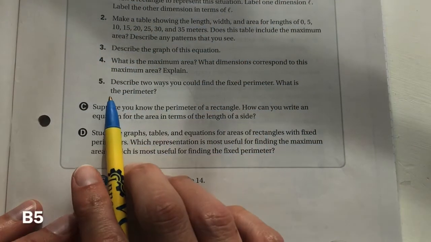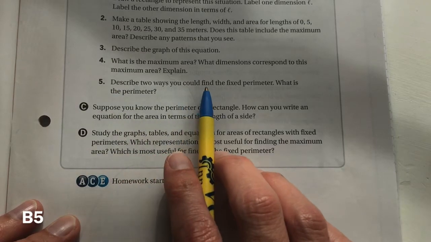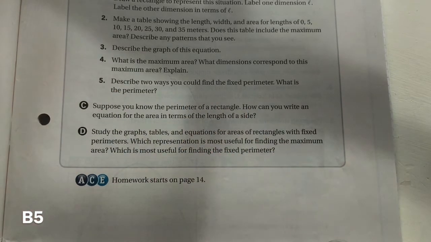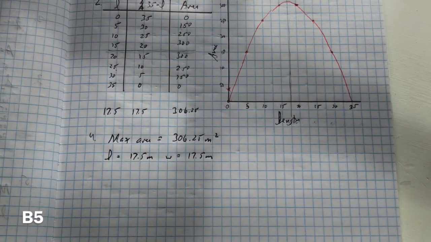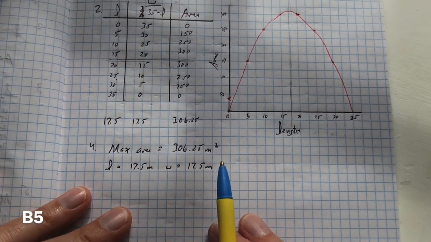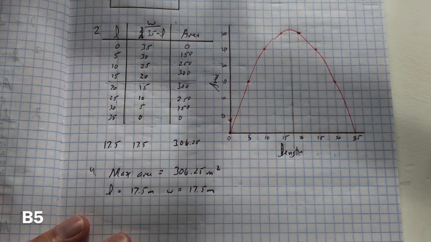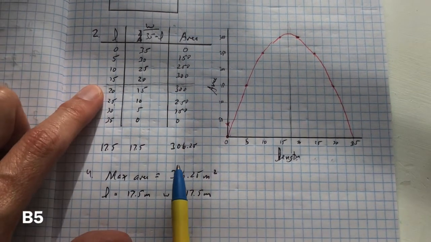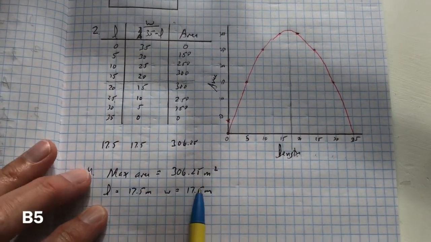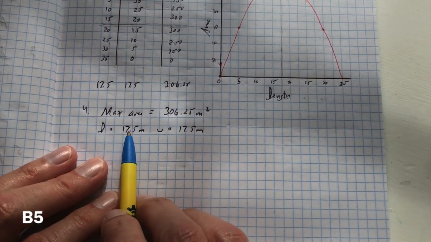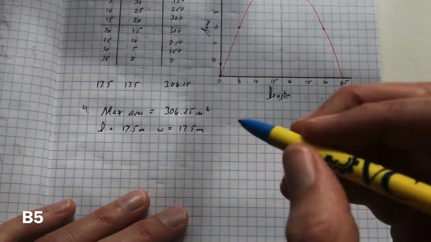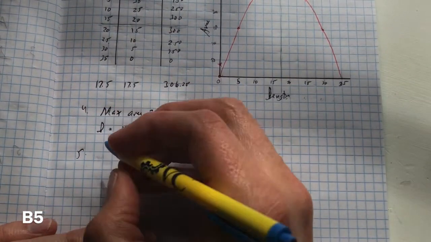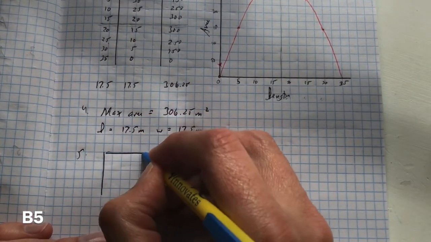All right, number 5. Describe 2 ways you could find the fixed perimeter. What is the fixed perimeter? Okay, so 2 different ways we could do this that I see right away is we could actually draw a rectangle with some of these dimensions, or draw a square with those dimensions. So I'm actually going to think about drawing a square with this one that we just found. Because the length is going to be 17.5, the width is going to be 17.5, so I can actually draw this. One way is to draw this. I'm just going to draw a square.